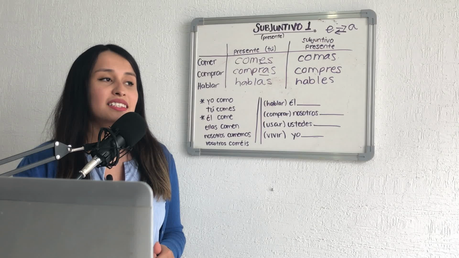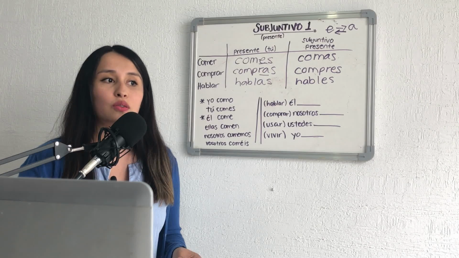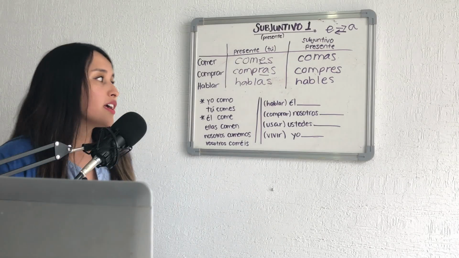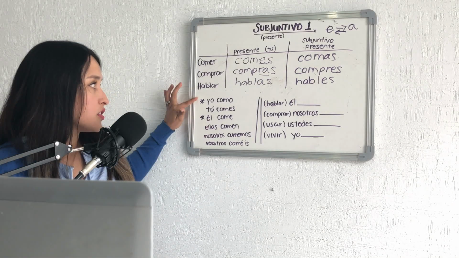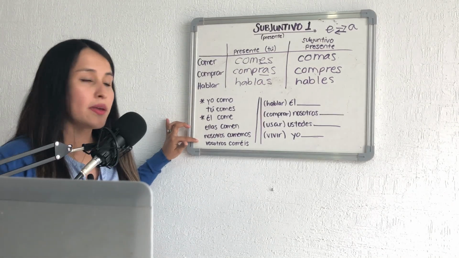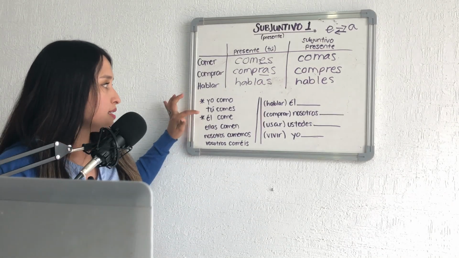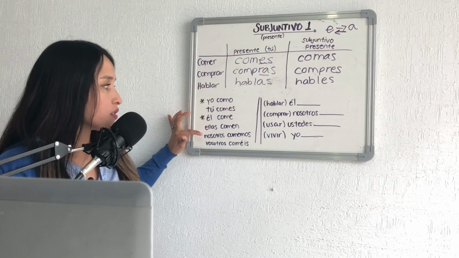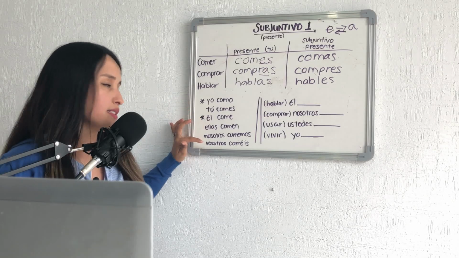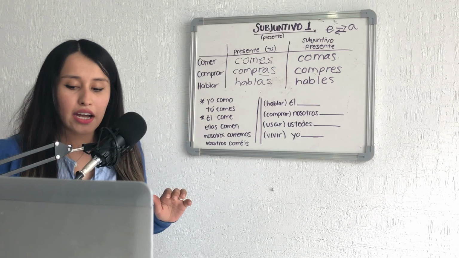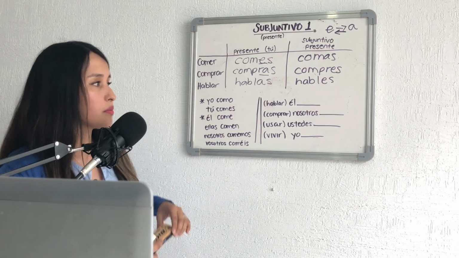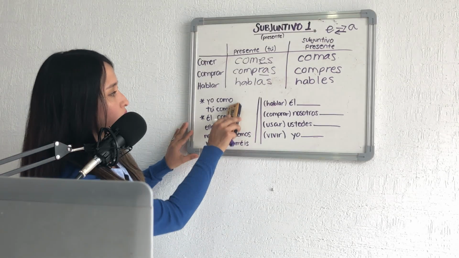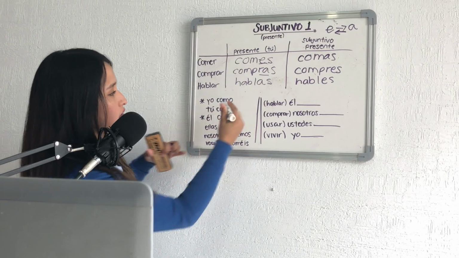Yeah, so usas, the subjunctive for tú is uses, tú uses. Very good. So here I have the conjugations in the present tense for comer. Yo como, tú comes, él come, ellas comen, nosotros comemos, vosotros coméis. And we already know how to do the subjunctive for tú. So I'm going to do that. Instead of comes, I'm going to write comas.